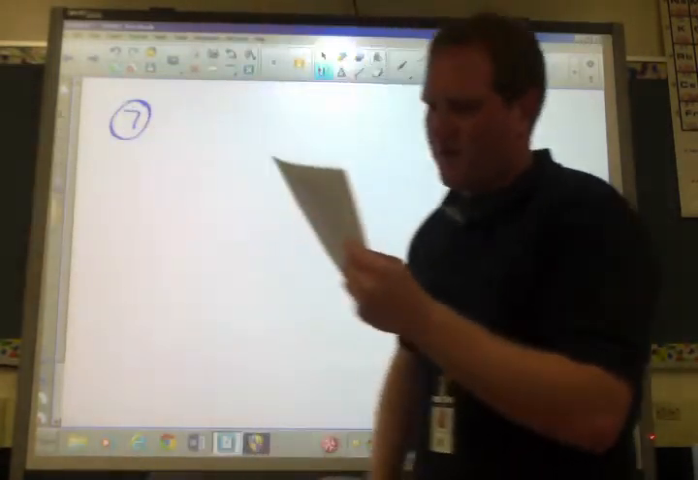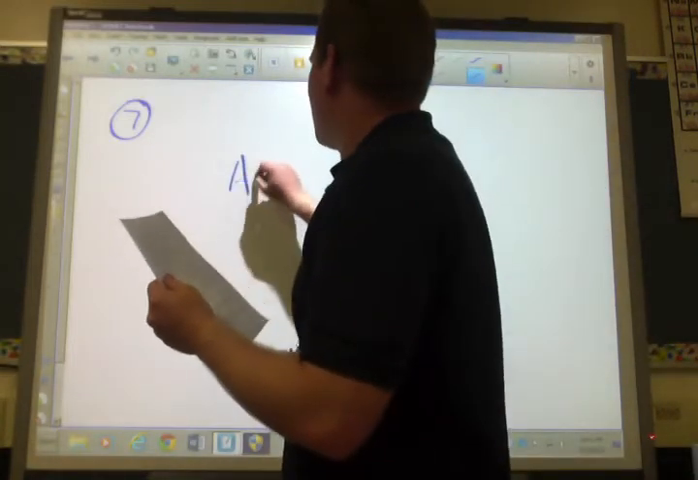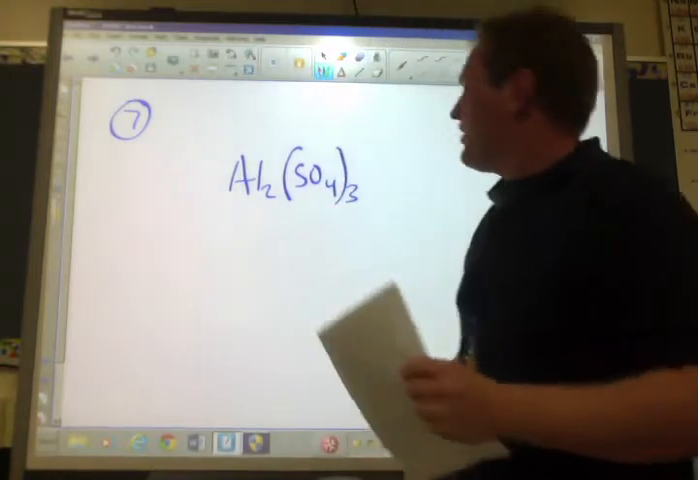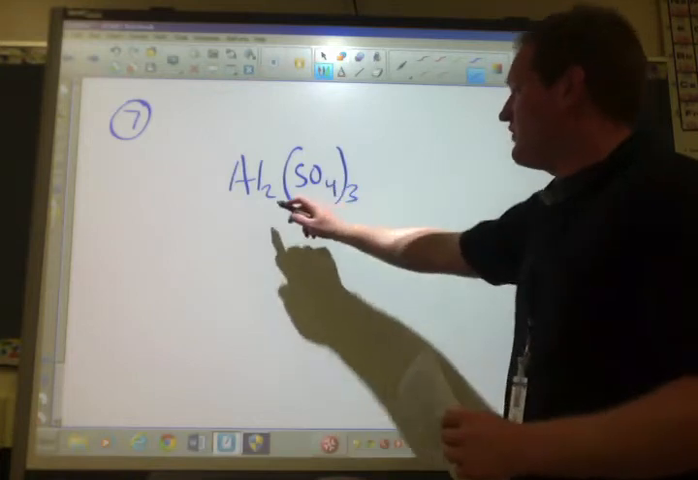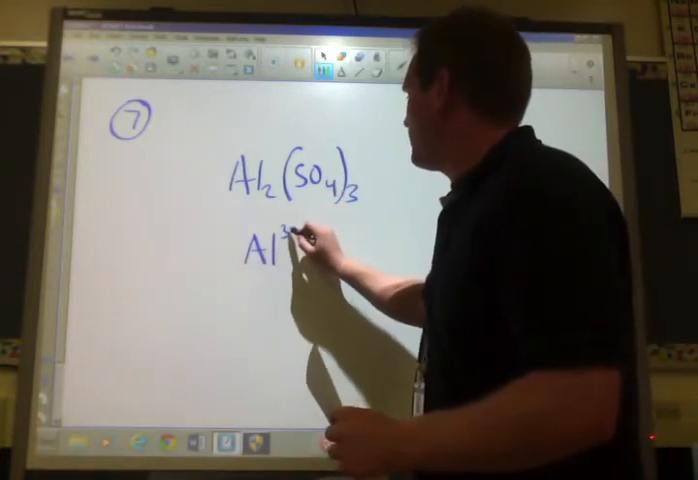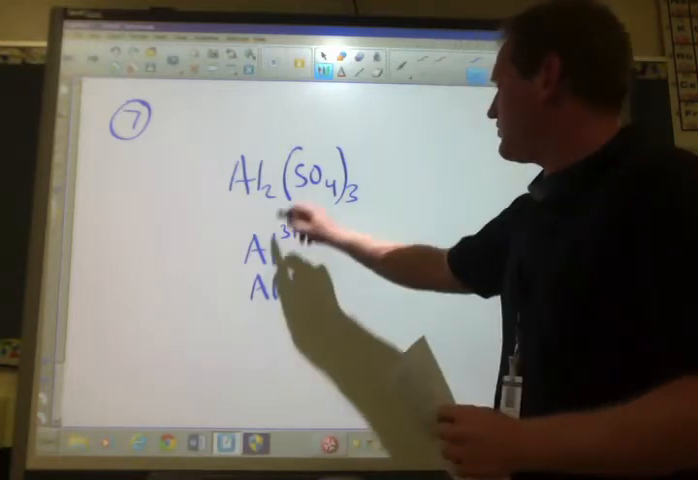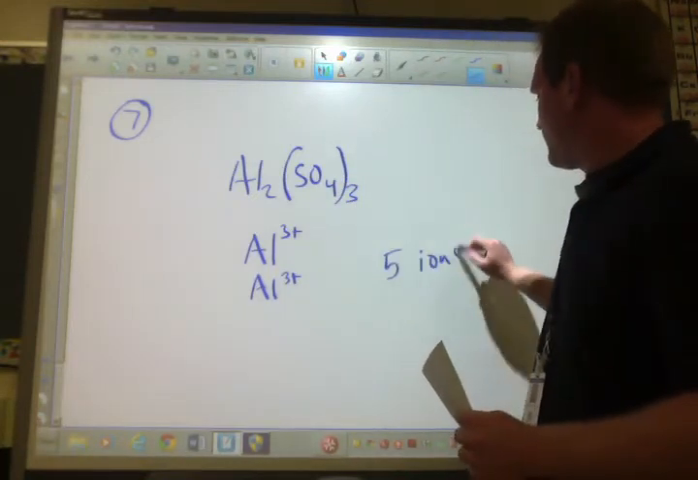Number 7, how many total ions? Well, same thing, we have Al2(SO4)3. What you have to recognize is that this polyatomic ion always stays together. So we have 2 aluminum ions, and then we have 3 sulfates, for a total of 5 ions.